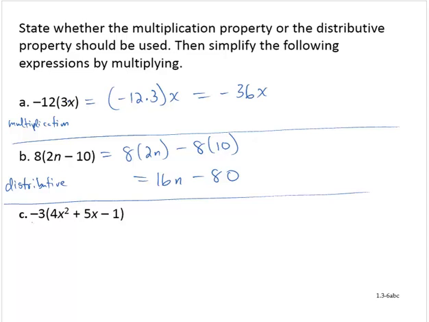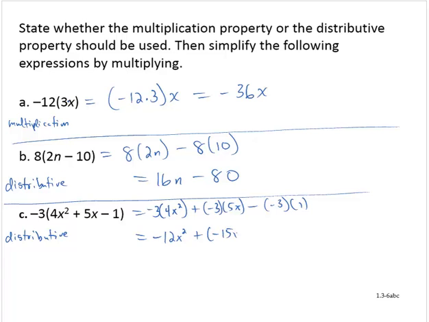Negative 3 times the quantity 4x squared plus 5x minus 1. This is again an application of the distributive property. And so we will apply that negative 3 to each of the terms. So now in practice, what we do is we multiply the negative 3 by 4x squared plus negative 3 by 5x minus negative 3 by 1. So that's negative 12x squared plus negative 15x minus negative 3.